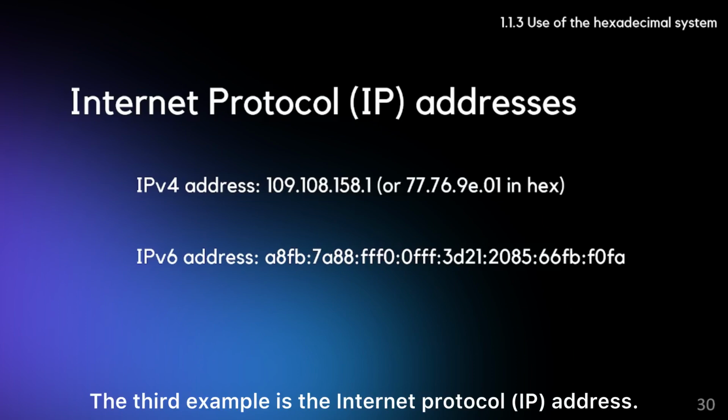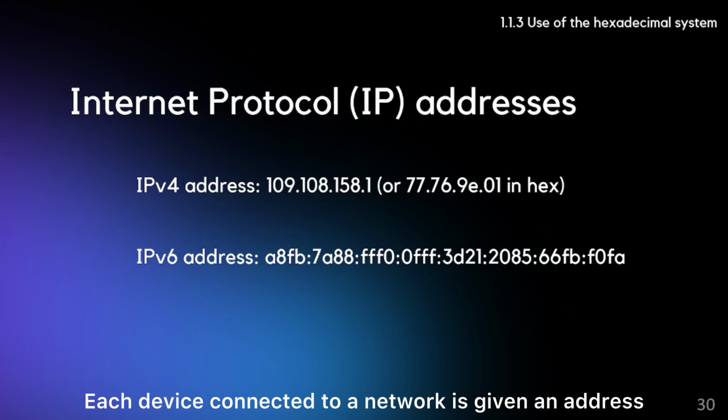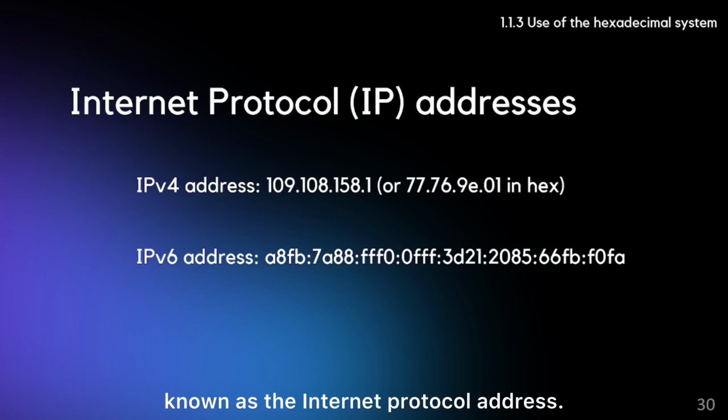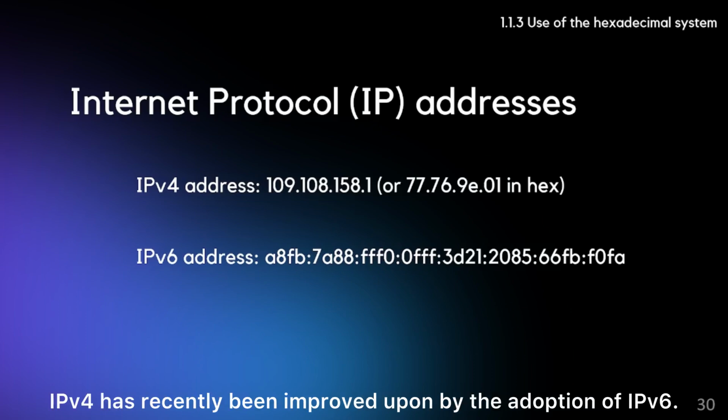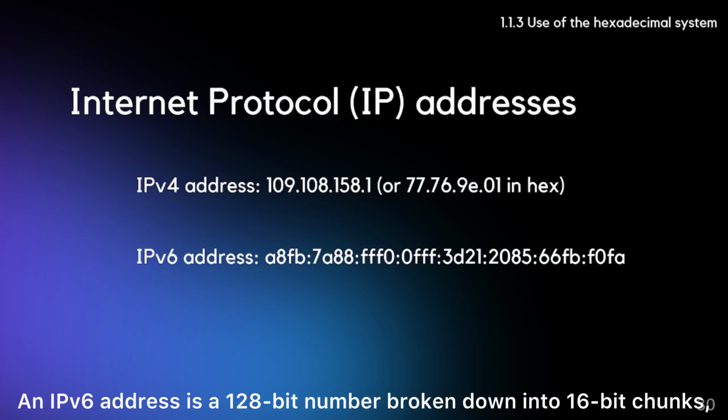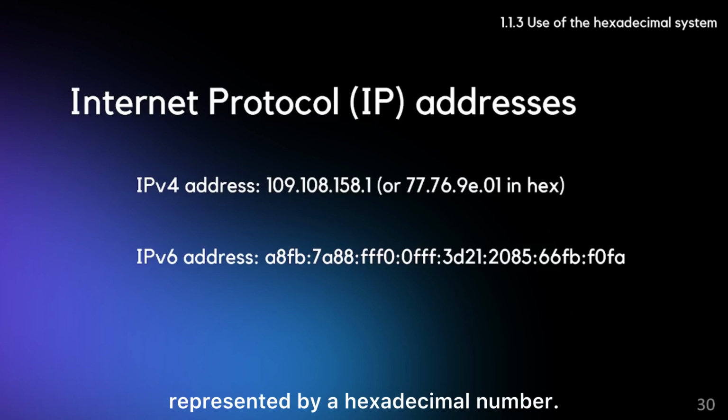The third example is the Internet Protocol address. Each device connected to a network is given an address, known as the Internet Protocol address. An IPv4 address is a 32-bit number written in ternary or hexadecimal form. IPv4 has recently been improved upon by the adoption of IPv6. An IPv6 address is a 128-bit number broken down into 16-bit chunks, represented by hexadecimal numbers.